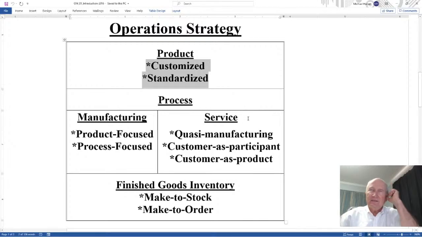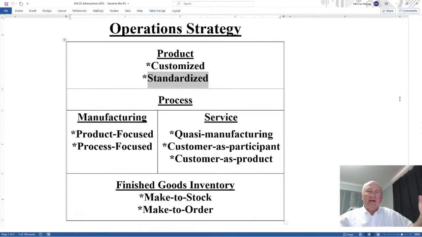The other is standardized. And standardized, using the same idea of definition, is where you have one design and one type of product for everybody. It's standardized for everyone.